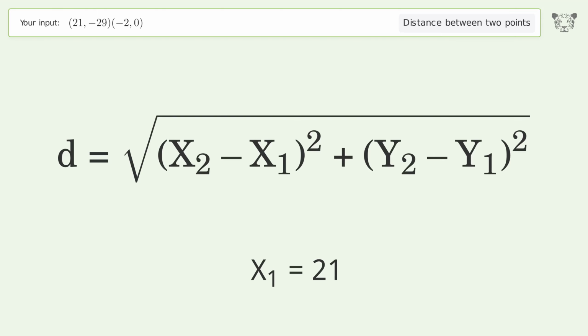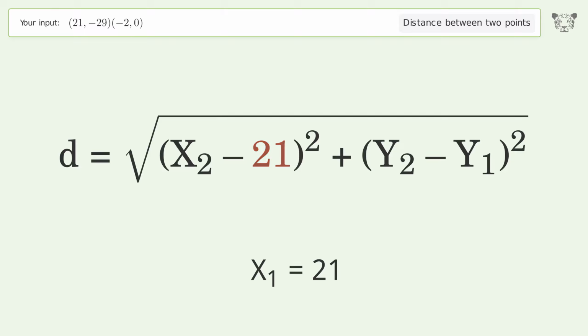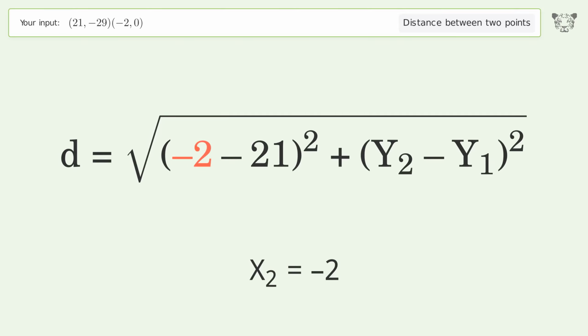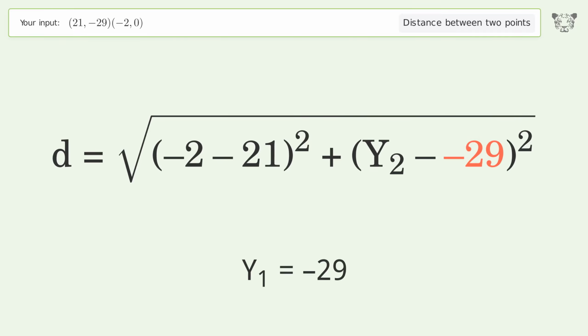x1 equals 21. x2 equals -2. y1 equals -29. y2 equals 0.